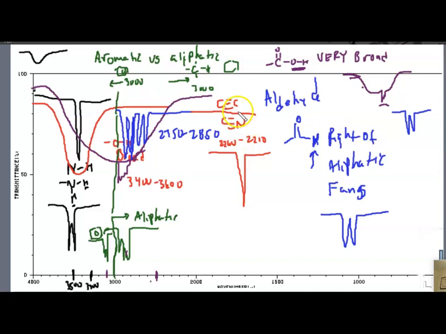Okay. The other thing is if you have a terminal triple bond. So this is a terminal triple bond.